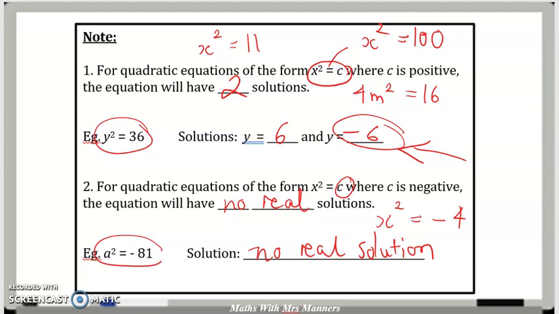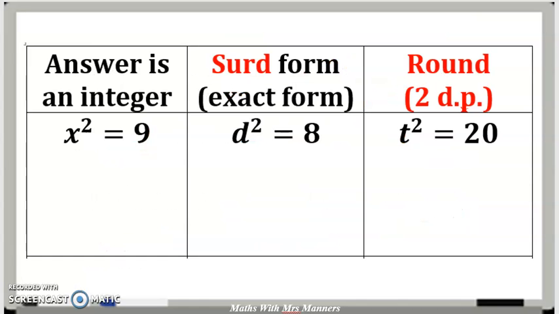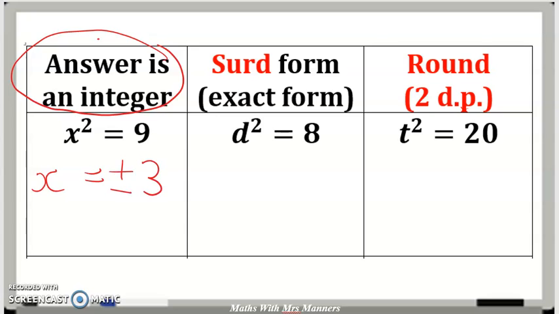So, something like this question over here. How can we extend this a little bit further? Well, in year 8, you are required to be able to solve a quadratic equation, but sometimes we're going to get 3 different types of answers. The first one we've already looked at, where your answer is an integer. So some number squared equals 9. Well, straight away I know that number is plus or minus 3. So 2 solutions.